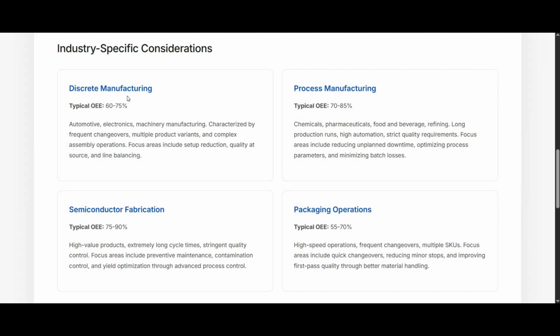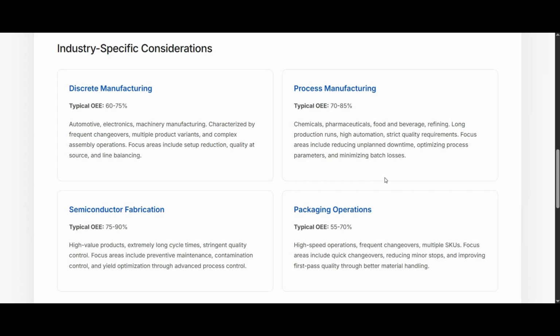This includes industries like automotive, electronics, and machinery. These operations deal with frequent product changeovers, multiple variants, and complex assembly lines. Because of that, their OE tends to fall between 60 and 75%. The main improvement opportunities here revolve around setup reduction, improving quality at the source, and balancing production lines to minimize idle time. If you are in this sector, your best wins usually come from optimizing changeovers using SMEDs and ensuring operators have clear, standardized work instructions to keep things consistent.